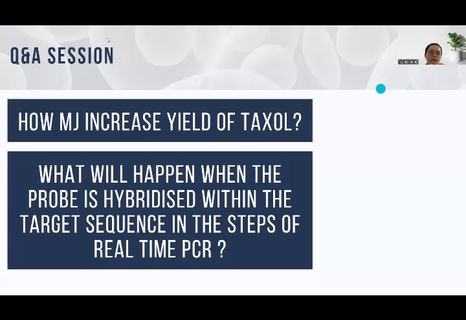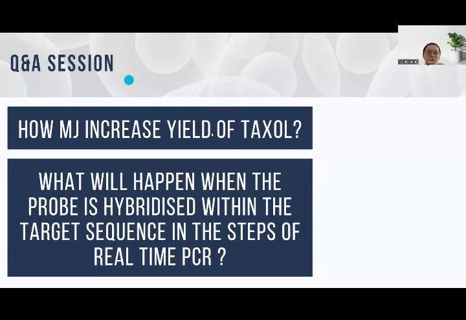So next is the Q&A session. First question: how does MJ increase the yield of Taxol? I think MJ increases the yield of Taxol by having Taxol as a secondary metabolite. Secondly, it accumulates at a low level. This is because it is part of the defense response of the plants against pathogenic attack. And lastly, it elicits MJ to trigger and activate the response.